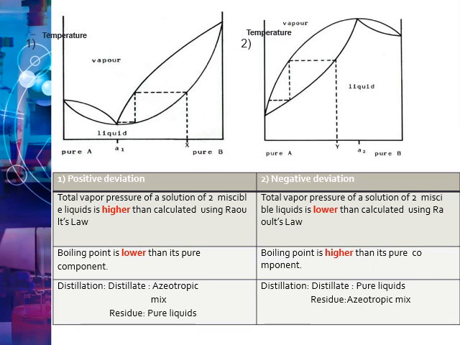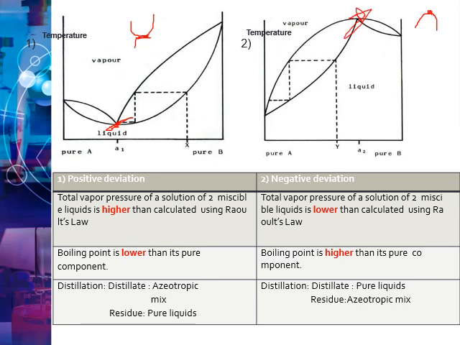So for positive deviation, you have to know positive is a smiley graph. Smiley graph is a smile; negative deviation is a sour graph, an unsmile. For positive deviation, the total vapor pressure of the solution of two miscible liquids is higher than calculated. Boiling point is lower. That's why the graph is smiley, because the boiling point is at the lowest part. And this graph is the negative graph because the boiling point is at the highest part.